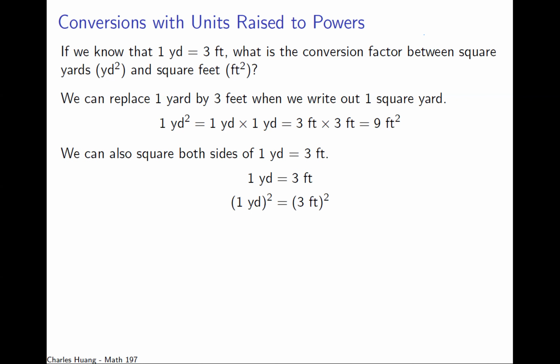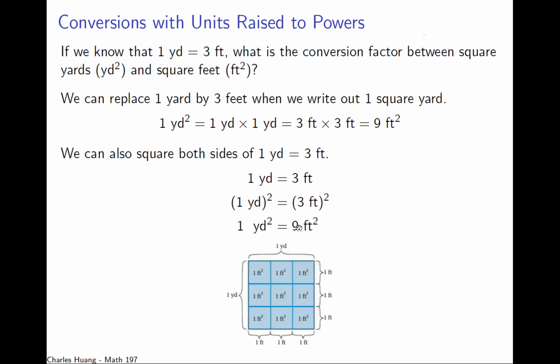There is a second way. The second way is to look at 1 yard equal to 3 feet and realize that in order to get to square yard and square feet, I have to square both sides. On the left, I just have 1 square yard. But on the right, I have to square the 3. Right? So the 3 becomes 9. 3 squared is 9. 3 times 3 is 9.